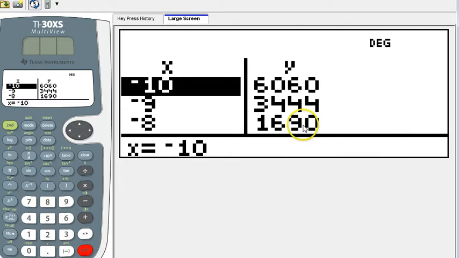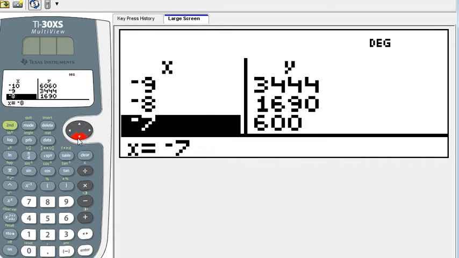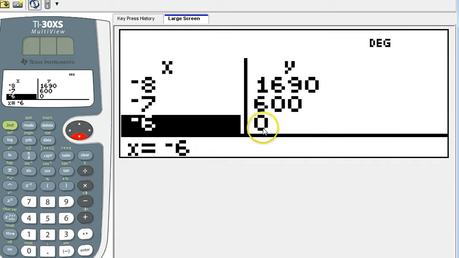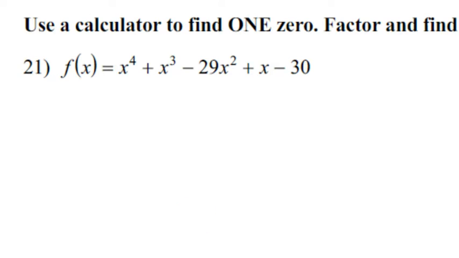Now I'm going to scroll down. I'm looking for zeros on the y side. If I have a 0 at y, the x is going to be an x-intercept, which means it's a zero. So let's see. All right, so there's my first zero right here at negative 6. Okay, so I'm going to go ahead and use that zero. So, I'm going to use my zero of negative 6, and I will use my synthetic division.